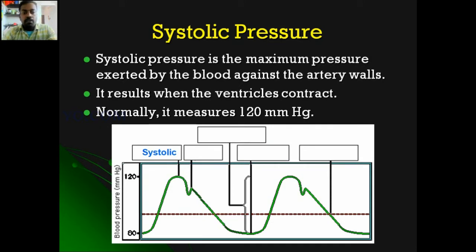See, the systolic pressure is the maximum pressure. Actually this is the systolic pressure, at the maximum level. Systolic pressure is the maximum pressure exerted by blood against the artery walls. It results when the ventricles contract. Normally it measures 120 mmHg. Systolic pressure means the heart ventricles are contracting, and at that time we feel more pressure. That is the highest pressure, the systolic pressure, around 120 mmHg.